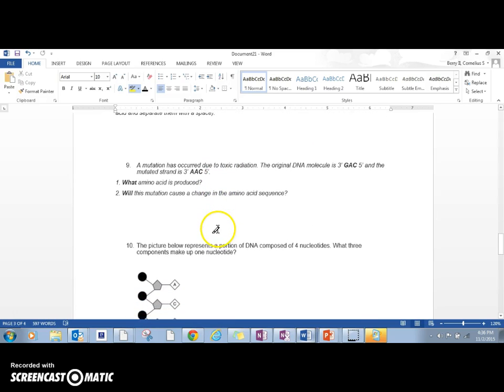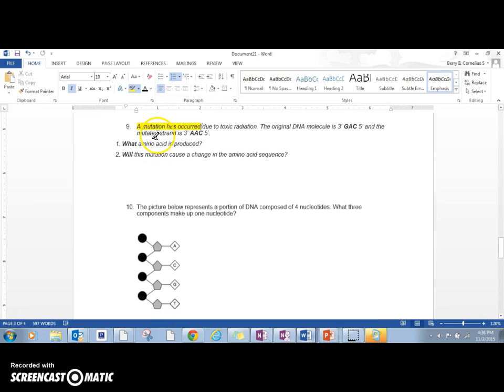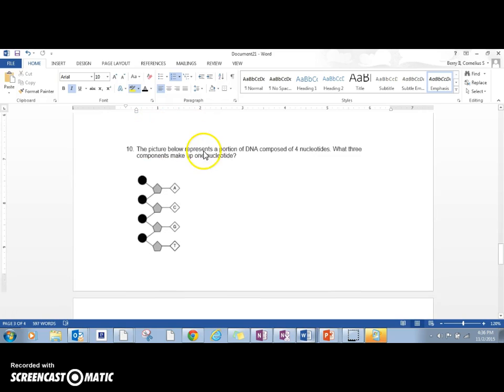Let's move on to number 9. It says a mutation has occurred due to toxic radiation. The original DNA molecule is 3' GAC 5', and the mutated strand is 3' AAC 5'. The only thing that I would do is highlight a mutation has occurred. That lets you know that you need to be looking for some type of change. Either it's going to be a substitution, an insertion, or a deletion. You can also highlight mutated strand if you would like. Not that important. The most important part is a mutation has occurred.